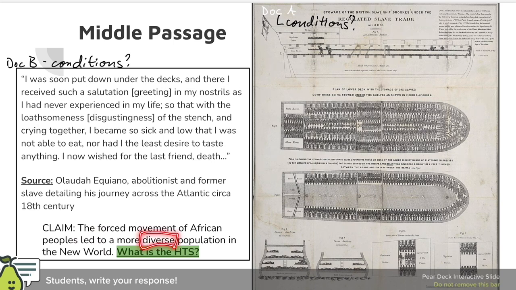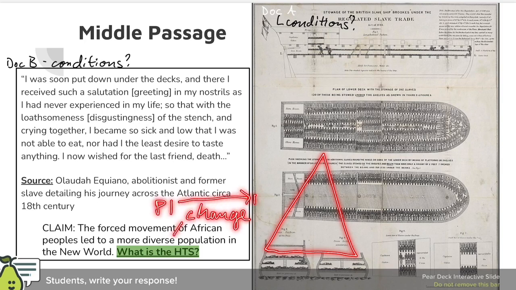Now, this claim also says this diaspora led to a more diverse population. So we're talking about population as in people. We're not talking about more diversity in language or more diversity in culture or religion or crops, right? We're talking about population of people. So when we talk about a population, we are going to look at our triangle, our social hierarchy. So if our claim is the diaspora led to more diversity in the Americas, we're going to have to come up with SFI, specific facts that support that claim.